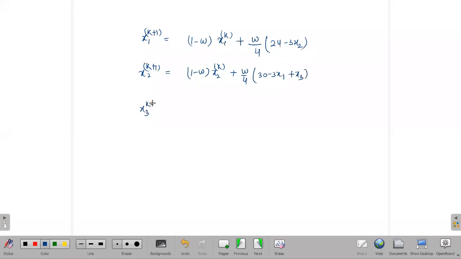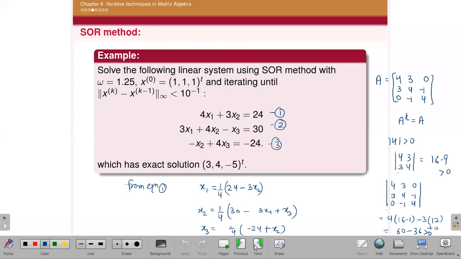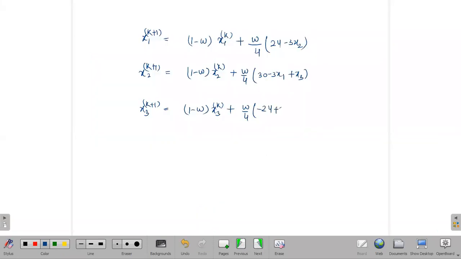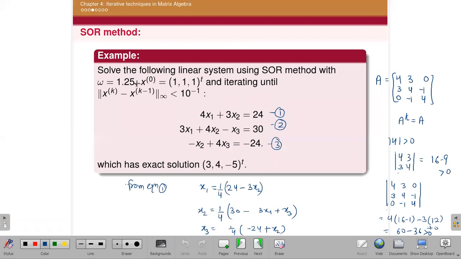And x3 at k plus 1 will become (1 minus omega) into x3 at k, plus omega by 4 into (minus 24 plus x2). And here you have to use the k plus 1 values. You have to update all the values here, x3 at k and x2 at k plus 1. So now put the omega value. Omega is given to you as 1.25.